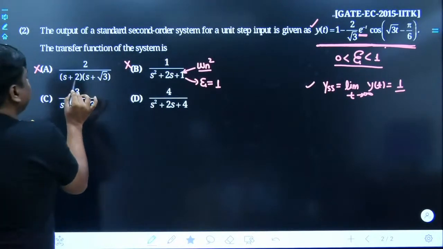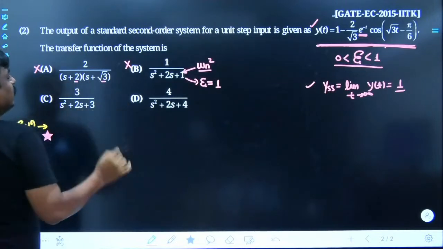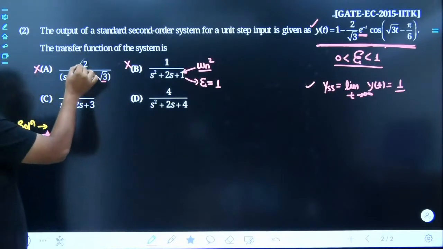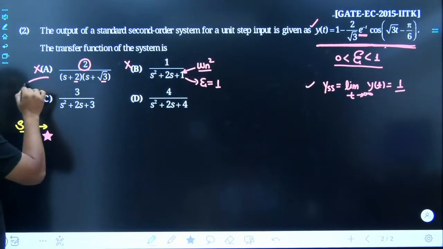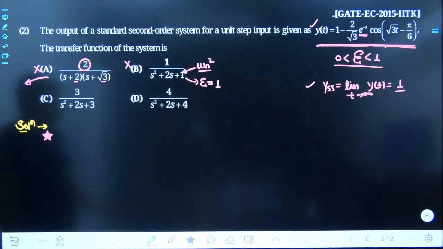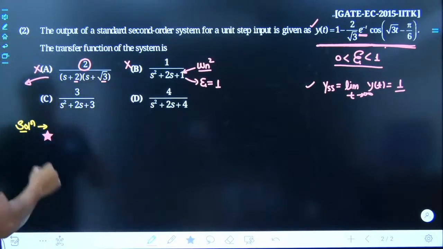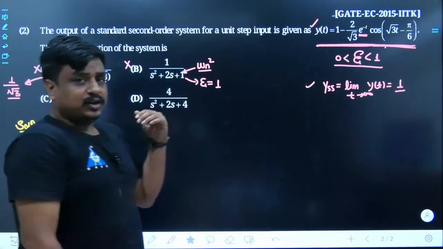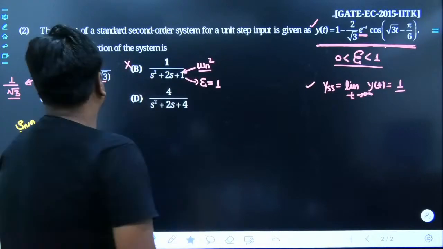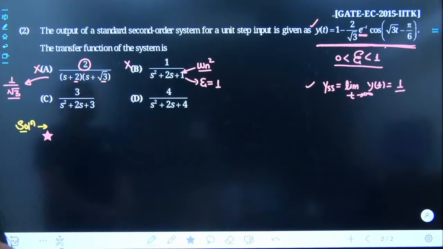If you multiply them together on the denominator side, we get 2 into root 3, whereas in the numerator we get only 2. What does that mean? That means for option A, if it is excited with the unit step input, its steady state value is going to be 1 upon root 3, whereas as per the problem, we had to finalize our value precisely at 1. So obviously A has also been ruled out. But C and D cannot be ruled out. Or is it? We'll try that.